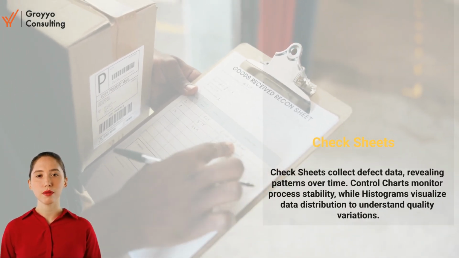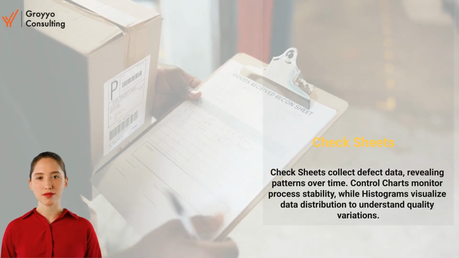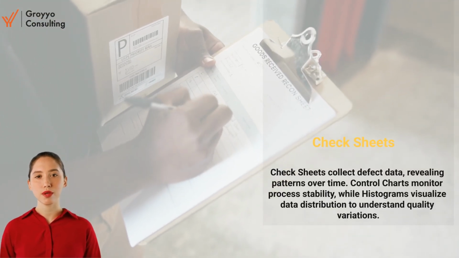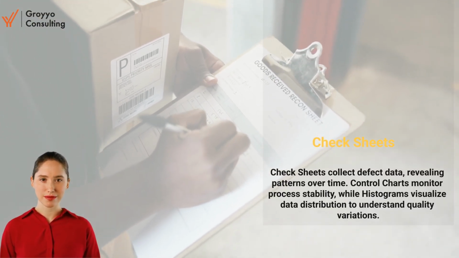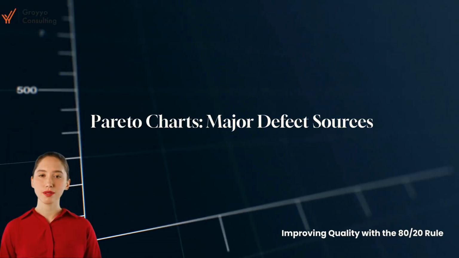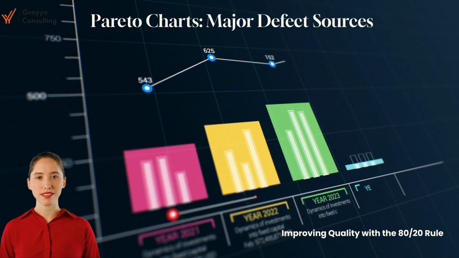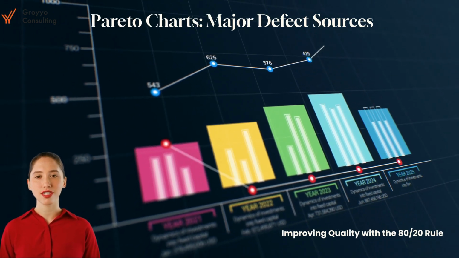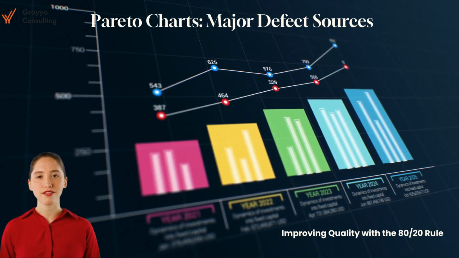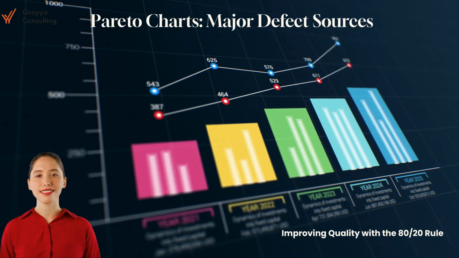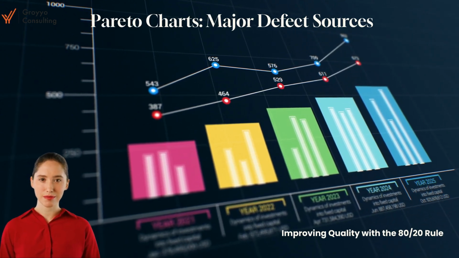Control charts monitor process stability, while histograms visualize data distribution, helping you understand quality variations. Pareto charts prioritize problems by highlighting the most frequent causes of defects. Scatter diagrams analyze relationships between variables, and flowcharts streamline processes by identifying inefficiencies.